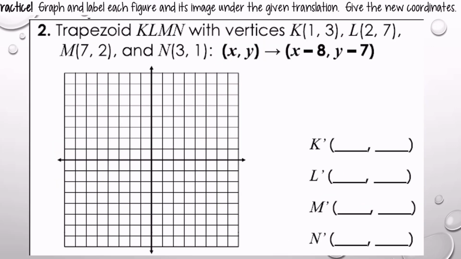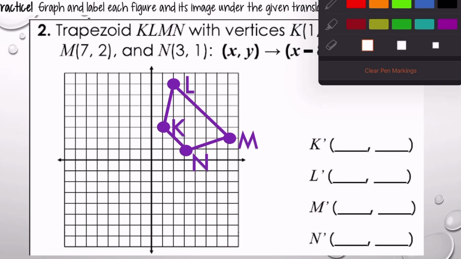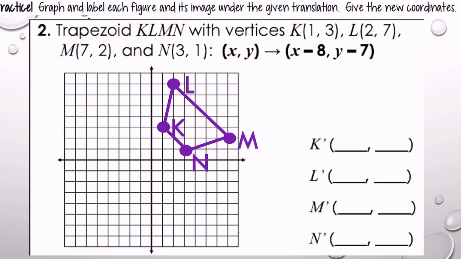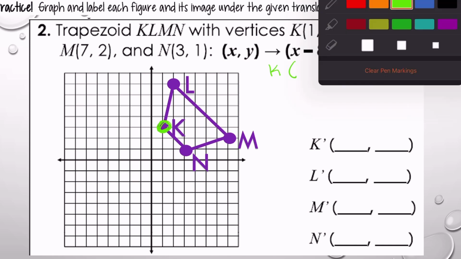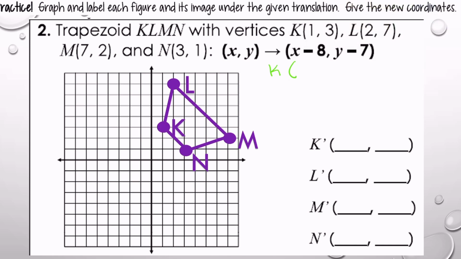So let's go look at what happens when I'm subtracting. So we're still going to plot my original points, okay? And we're going to connect them. So I want to show you this one a little differently. Let's look here. Okay, let's go. We're going to go green. If I take my K ordered pair here, this is the one I'm looking at right now, ladies and gentlemen. So if I take this point, it's right now 1, 3.